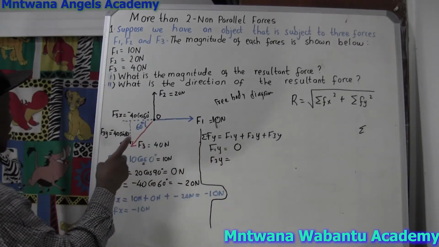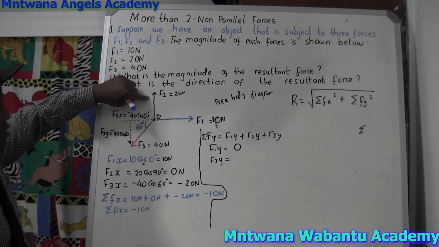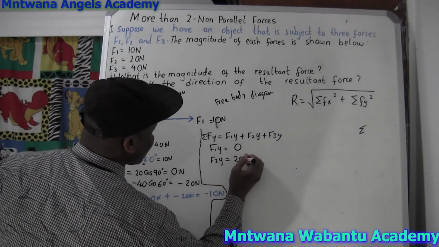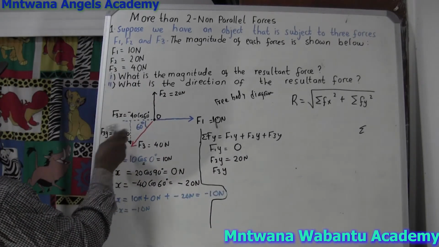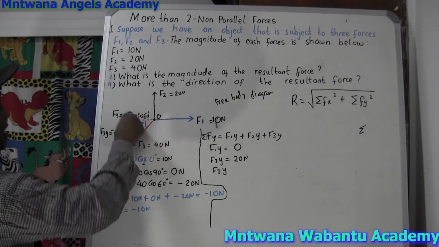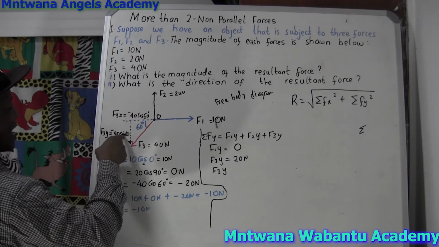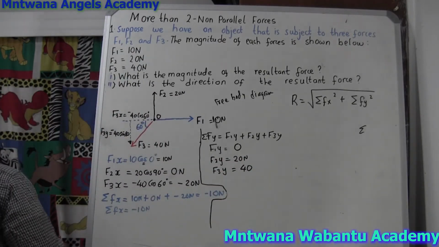Now we go to f2y. What is f2? This one we have equal to 20, just 20 Newton. Okay, now we go for f3y. F3y we have it already. We did it. Because this faces that way, if you want to make it vertical, it must be like that, which is going to be negative 40 sine, because the hypotenuse is 40.